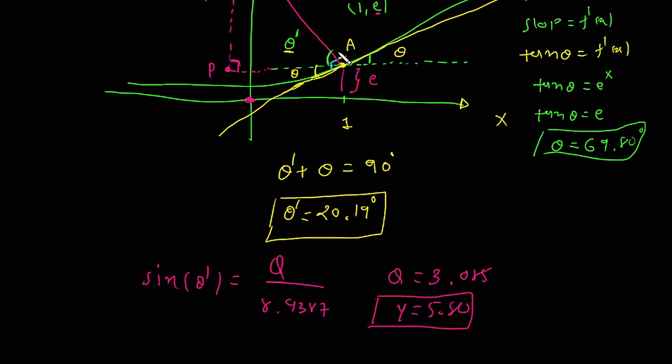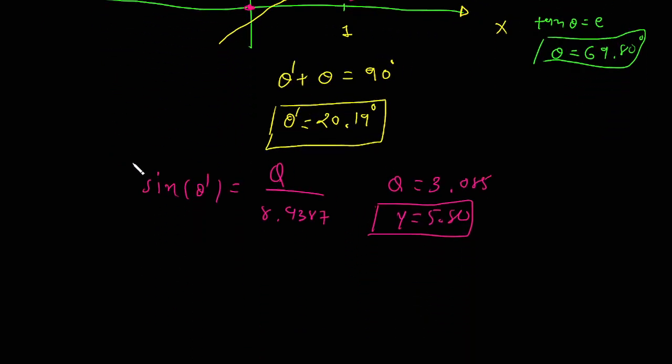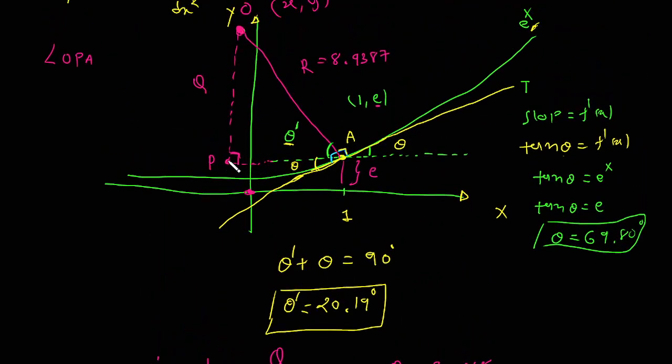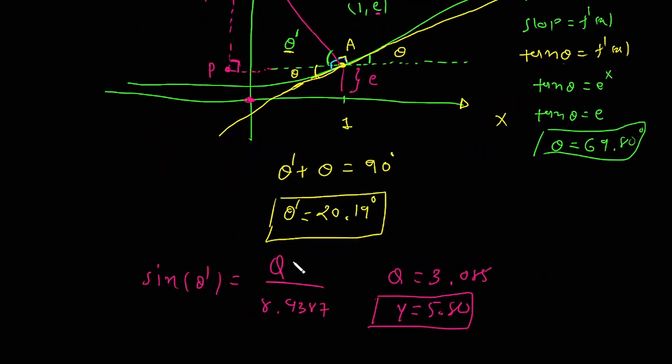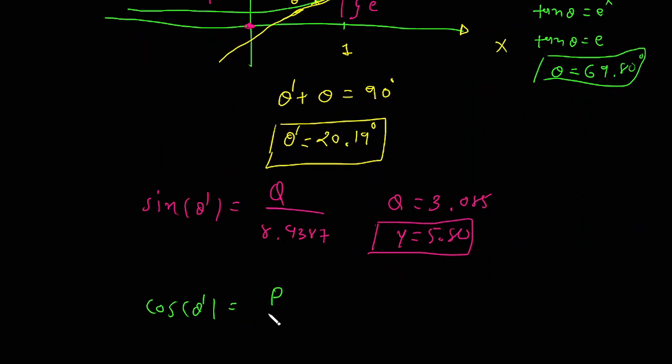We also need the x coordinate of this circle. So now use the cosine function. So we can say cosine of this theta prime is simply this side, which is PA. Let's call it capital P, divided by this R. So now let's find the value of P. Now we got the value of P as 8.3894.